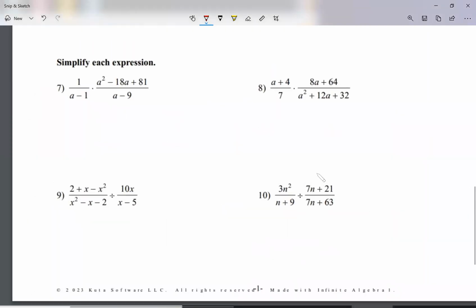All right, so let's take a look. Today we're going to be multiplying and dividing. We call this rational expression. Okay, rational basically means fractions.